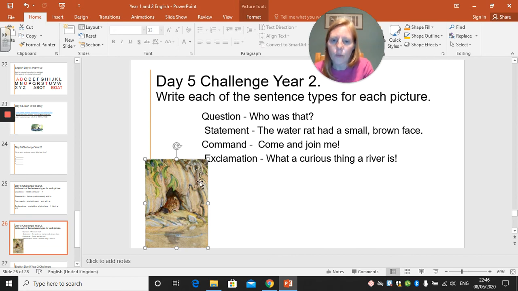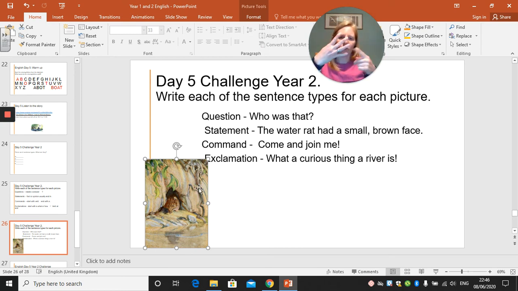Let's have a look. My command, number 3, a command. Something happens. Well, what could the command be? There's lots of options here. It could be something that the mole says to rat, like, go away, but he doesn't say that to the water rat. In fact, actually, they're very friendly. And in fact, the water rat's first thing he says to mole is, come and join me. So I had that as my command, because commands don't have to be nasty. Come and join me. Come over here. And again, we start that with a capital letter. And because it's someone calling to them, I used an exclamation mark. You could use a full stop.